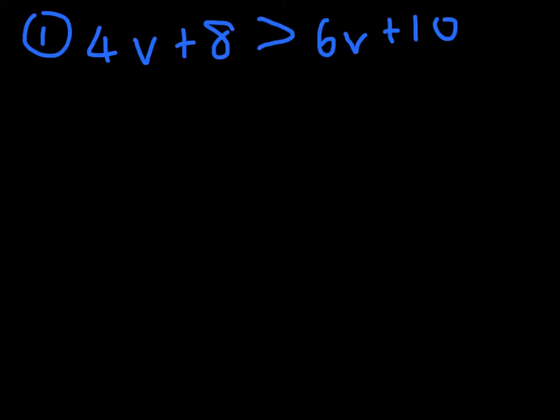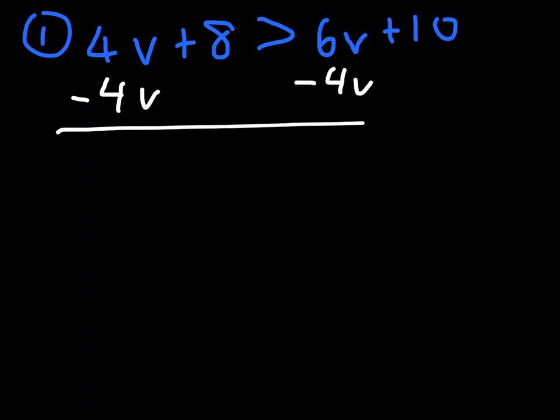Okay, number 1 says 4v plus 8 is greater than 6v plus 10. So what we first need to do is subtract our 4v over. And I do it this way because 6v is larger, and so we'll still end up with a positive number. So we will have 8 on the side is greater than 2v plus 10. Okay, we don't change our sign because we did not multiply or divide by a negative, we only subtracted.